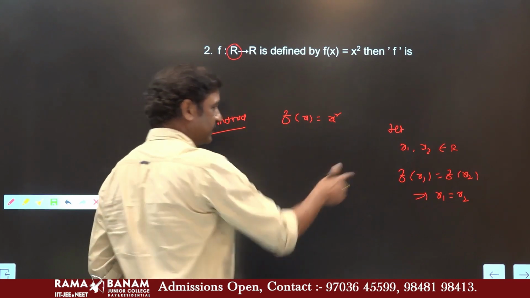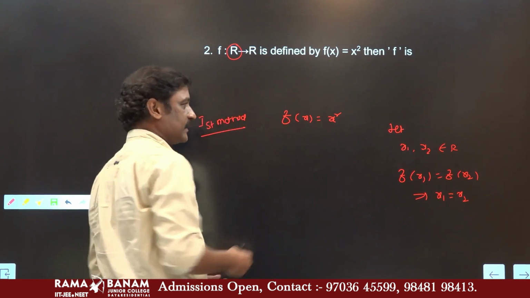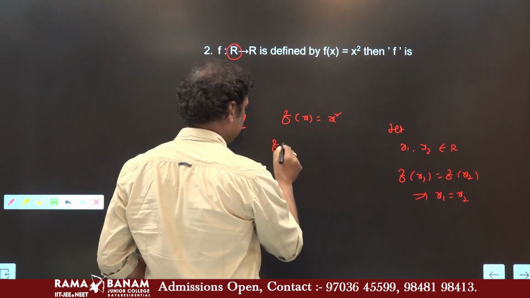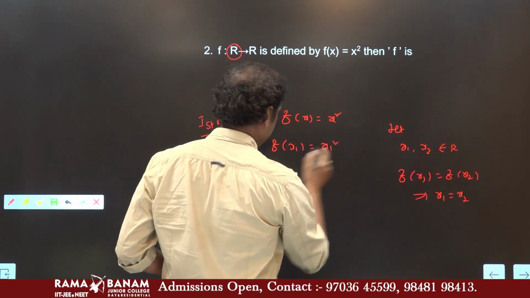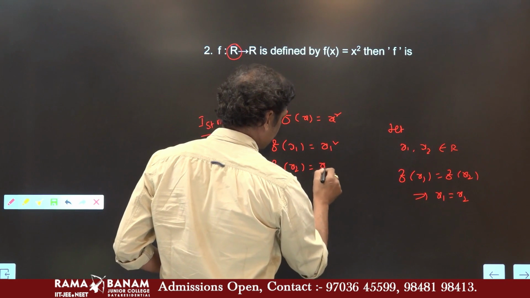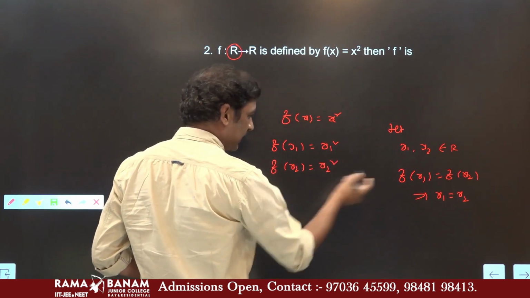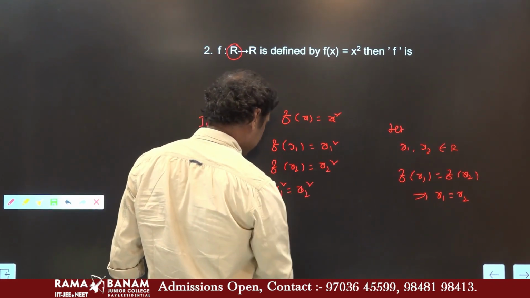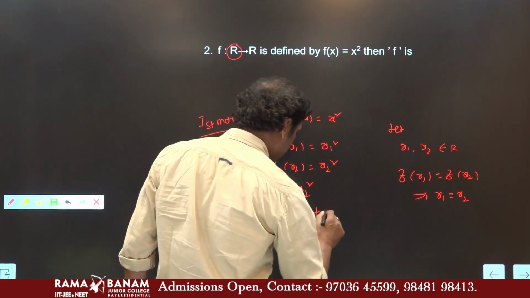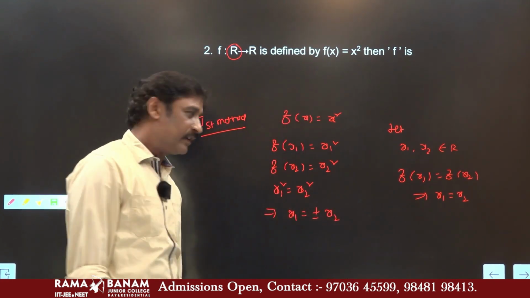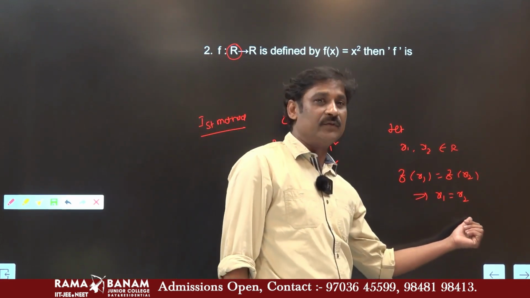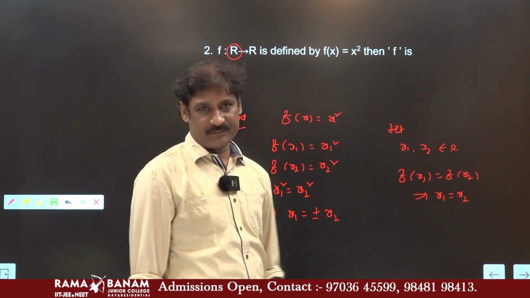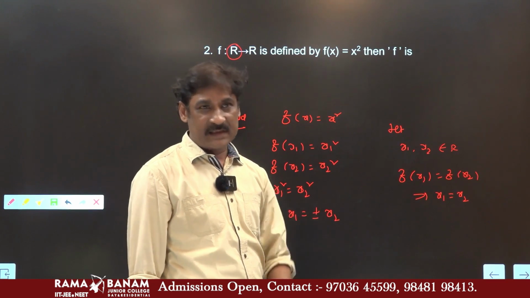Now, as per this, what is the given function? f of x equal to x squared. Let x1, x2 belong to R. f of x1 is equal to x1 squared and f of x2 is equal to x2 squared. And what is the condition? f of x1 is equal to f of x2, so x1 squared is equal to x2 squared. That implies x1 is equal to plus or minus x2. So what is the given condition here? x1 should equal x2, then it is a 1-1 function. So here it is not a 1-1 function because we got a negative. That means we have two images, so it is not a 1-1 function.